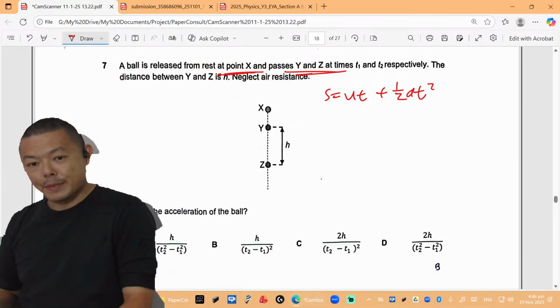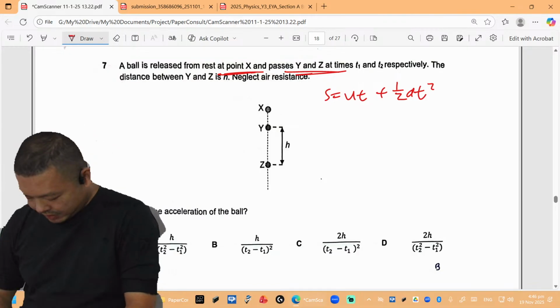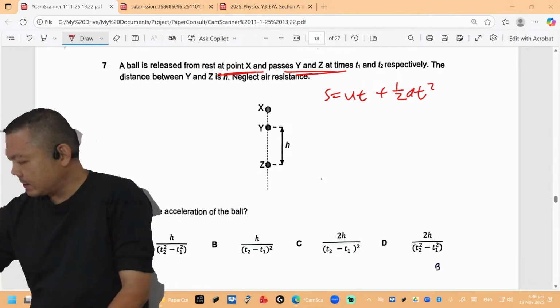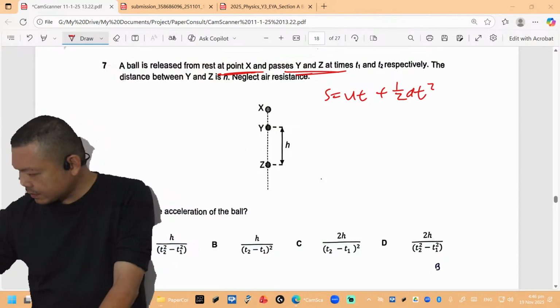Let me show you the equation method first. Actually, she's quite right also. She can also use the graph as well, but I'll show you how to do it. Okay.